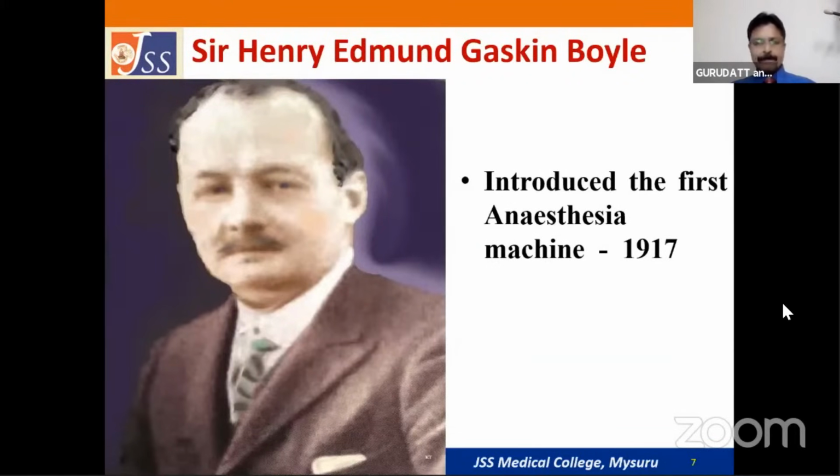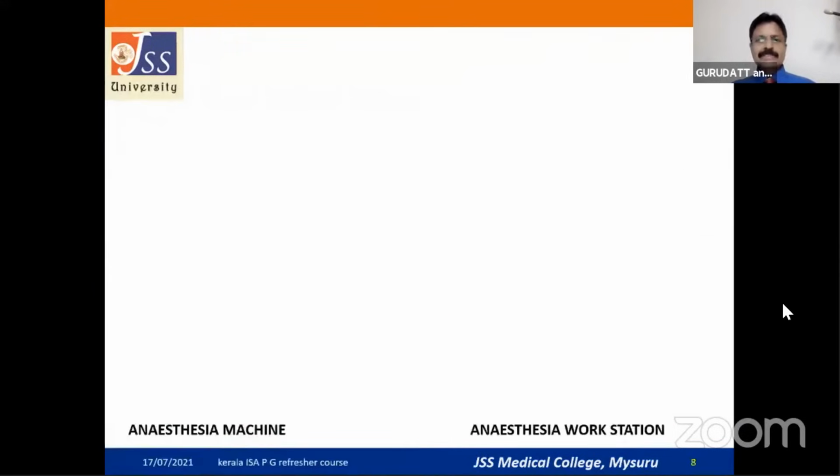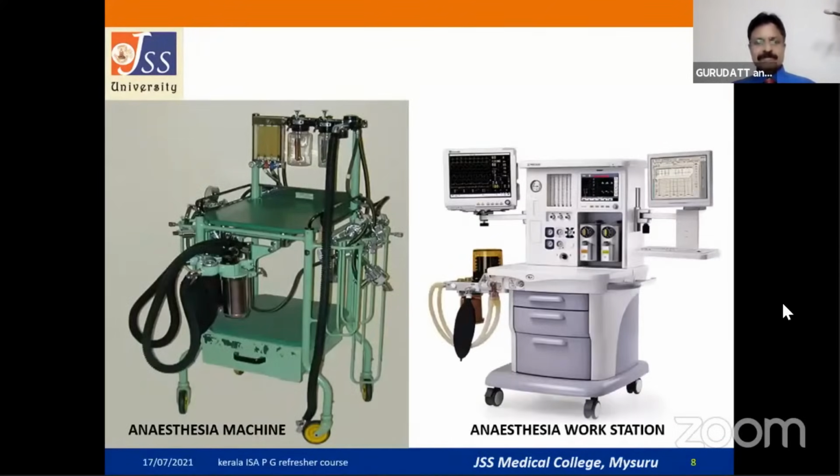Since that time, the anesthesia machine has come a long way. Presently, what we are actually using is the anesthesia workstation. In many places we hardly use the older anesthesia machine or Boyle's machine. Now, in the majority of OTs we are using the anesthesia workstation. So for the practical exam, both the older anesthesia machine and the anesthesia workstation will be kept side by side, and many of the students will be asked what is the difference between the anesthesia machine and the workstation.